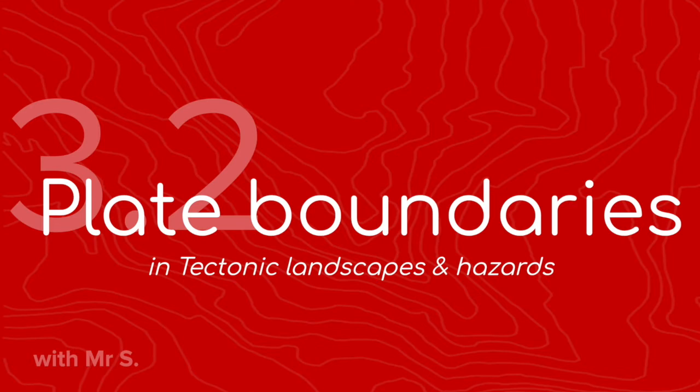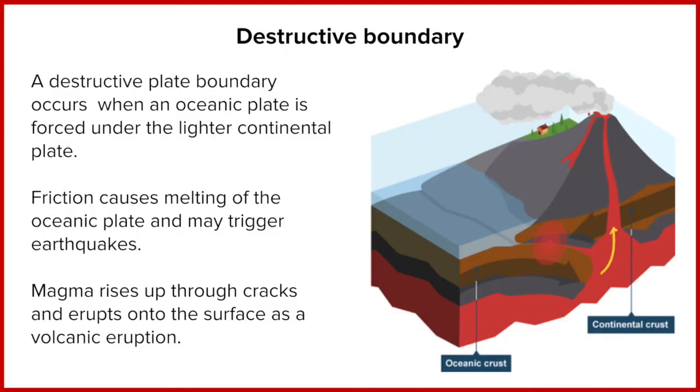Tectonic plates are slabs of rock on the outer layer of the planet, known as the crust. These plates are constantly moving, which creates hazards like volcanoes and earthquakes. Let's have a look at the 3 basic boundaries. The first one we're going to look at is destructive.